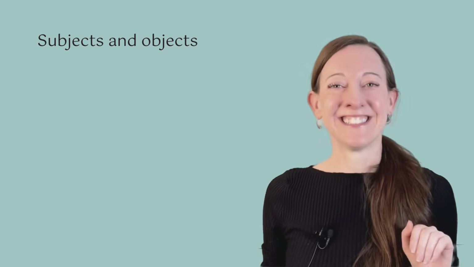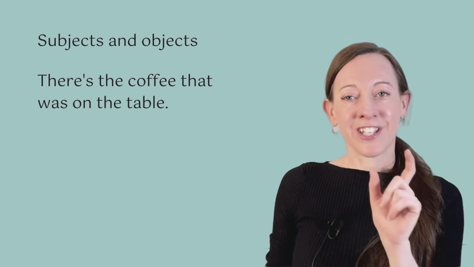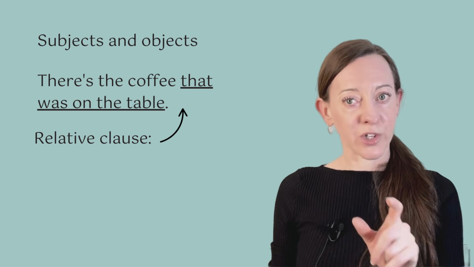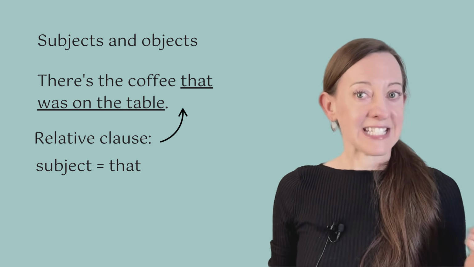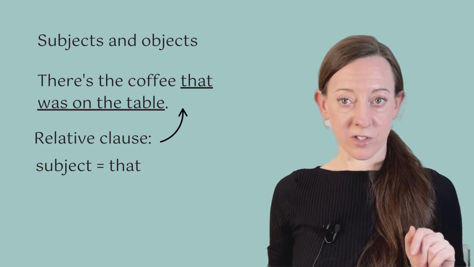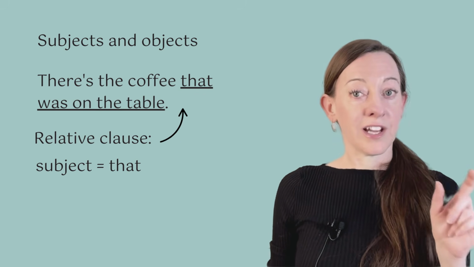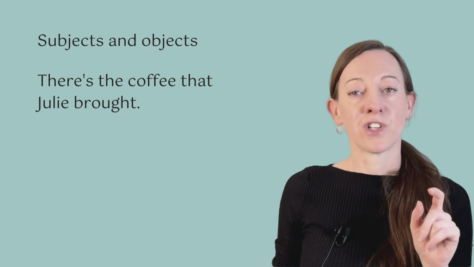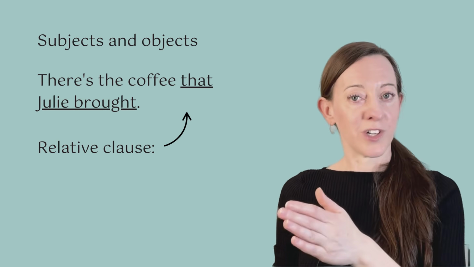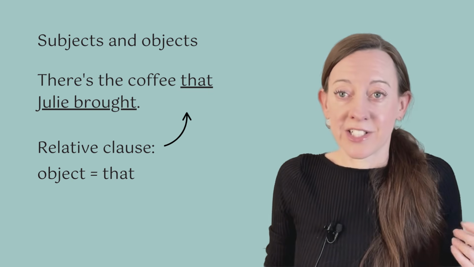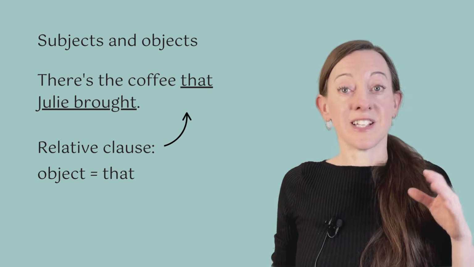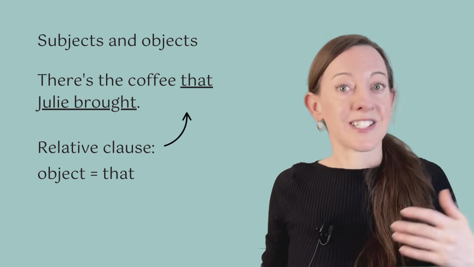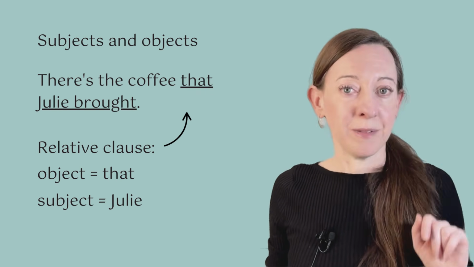Okay, another example. Is this clear? There's the coffee that was on the table. The relative clause is that was on the table. That is the subject of the relative clause. There's the coffee that Julie brought. In this case, the relative clause is that Julie brought. That is the object of the relative clause because that, the coffee, is the object of brought. The subject of brought is Julie.